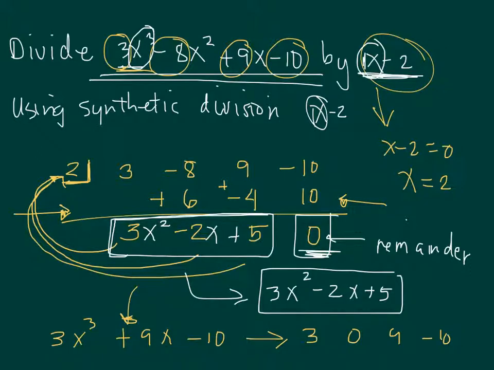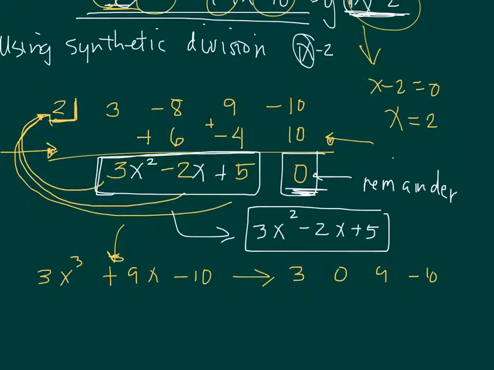Okay, in another video, I'll be showing a case in which there will be an added step when the binomial has a coefficient not equal to 1 anymore in the x. Like, for example, if I change the divisor into 2x minus 3, then that will be a different story. Okay, but for now, in terms of basics, this is how you perform the synthetic division.